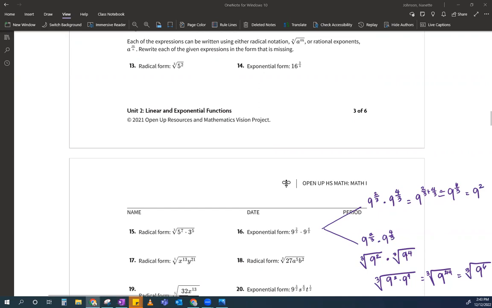Okay. And I think that's all they wanted you to do. If they gave it to you in exponents, then they wanted you to rewrite it using radicals. And if they gave it to you in radicals, then they want you to rewrite it using exponents. So if you think about it, this does simplify to this, but they just want you to leave it alone in terms of radicals here. Okay.